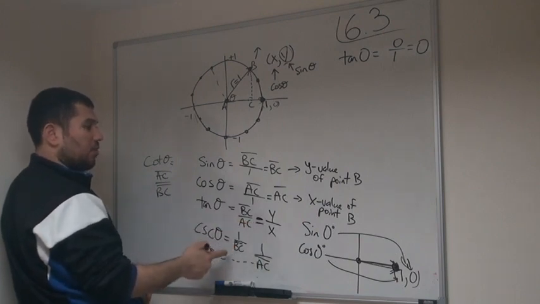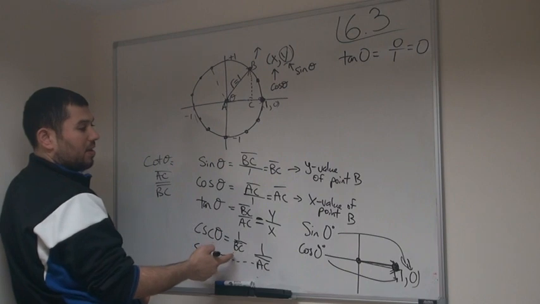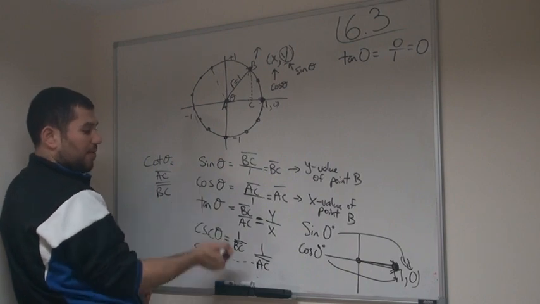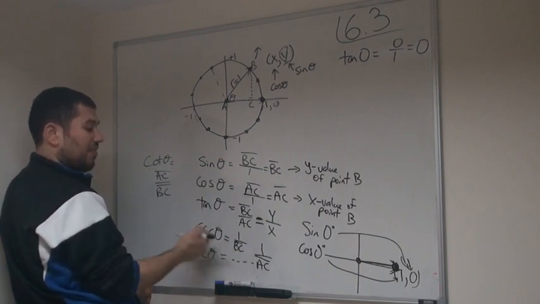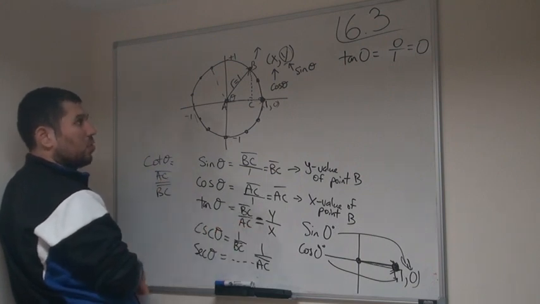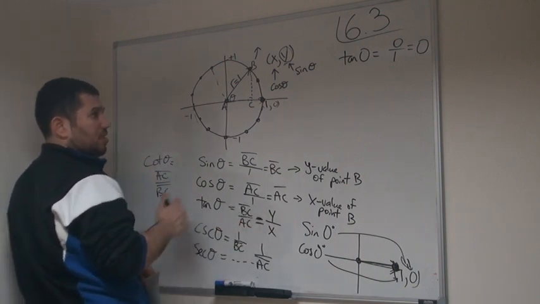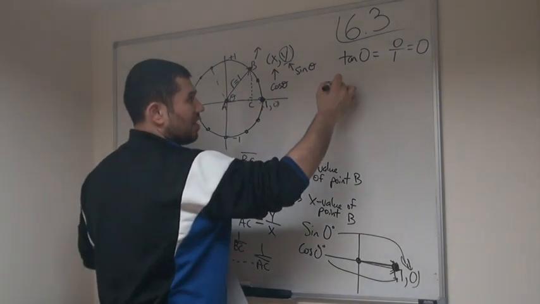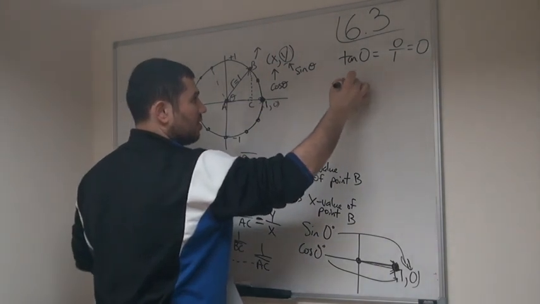So cosecant would be 1 divided by the y, 1 divided by sine. Secant would be 1 divided by x. And cotan would be x divided by y. So any of those points would help us. Let's say I wanted to find the sine of 90 degrees now.